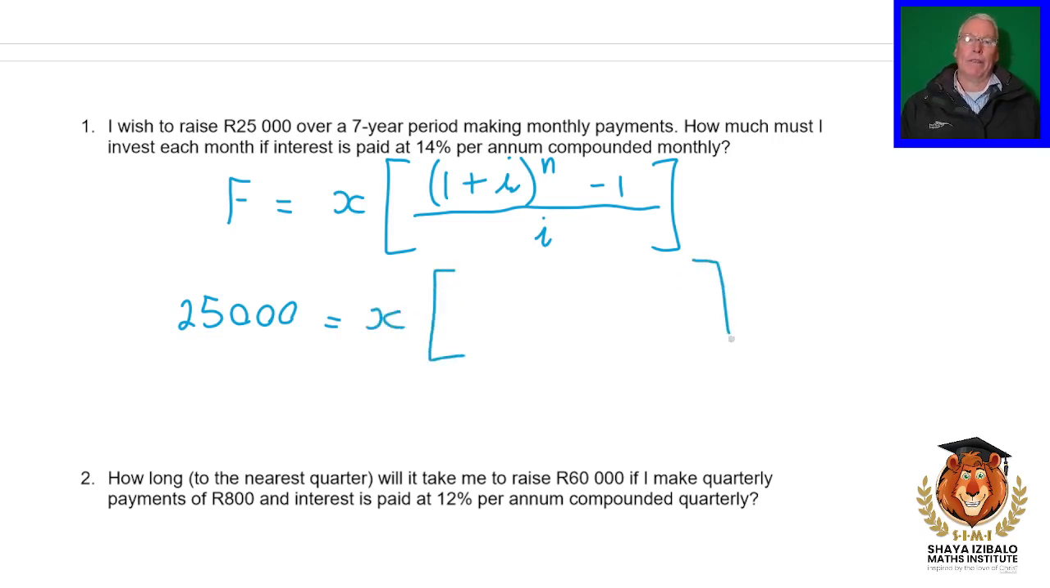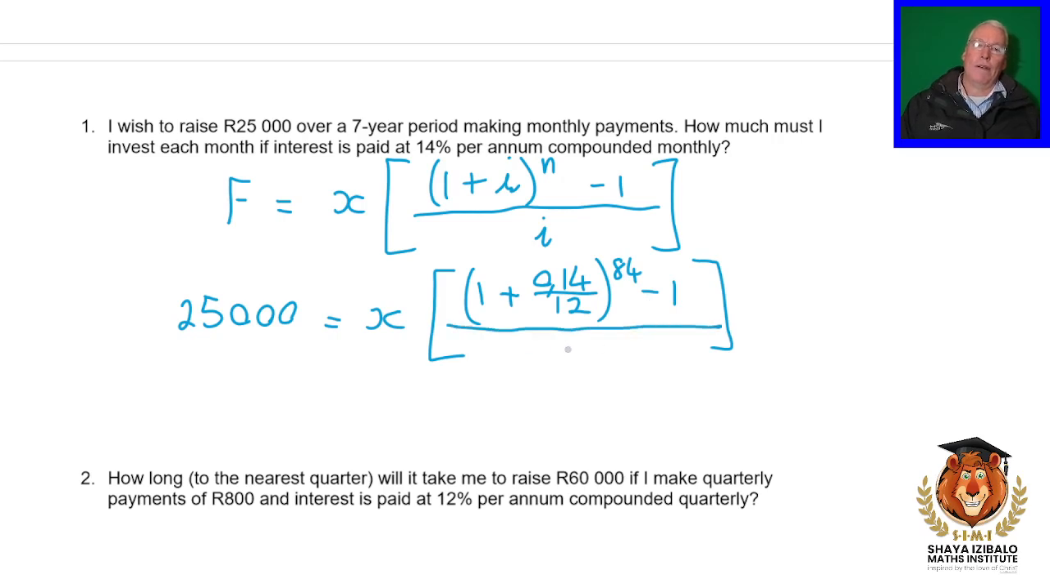So now let's have a look at this. This is going to be 1 plus, now my interest rate is 14% per annum. But remember, I want my interest rate per month, so it's going to be divided by 12. 7 years, how many months in 7 years? 7 times 12, 84. Minus 1 over 0.14 over 12.